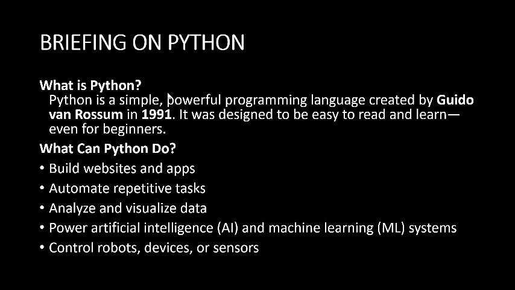Now, what is Python? Python is a simple, powerful programming language. It was created in the year 1991. For you to program with a programming language, it is good you know when it was created, who created it, and what brought about its creation. Now, prior to Python, there were other programming languages like Java, C Sharp, C, and the rest, Fortran, and the rest of them.